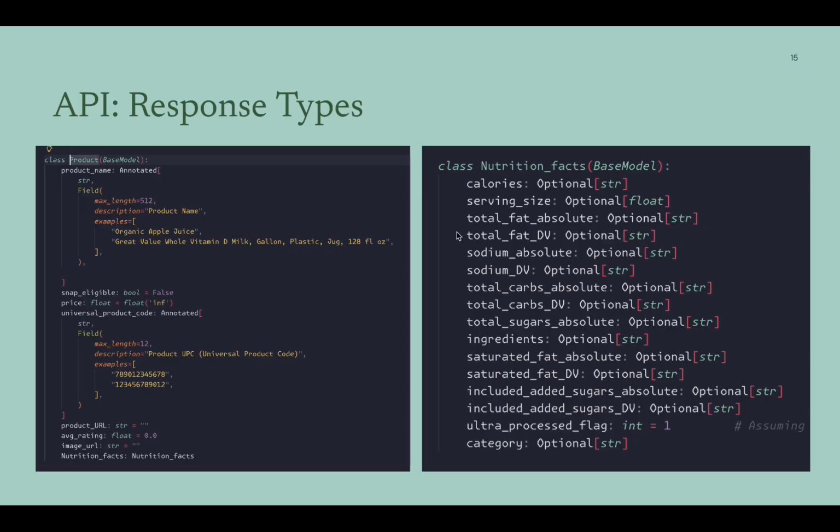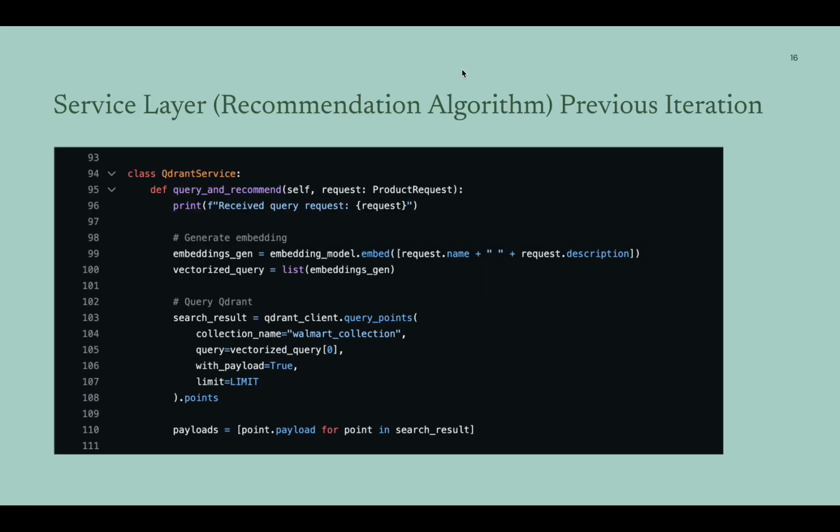Hi everyone, Jaden here. Now I'm going to go ahead and talk about our service layer. So this covers the recommendation algorithm and basically explains how we get items from our database, how we sort the items, and essentially recommend the healthiest alternatives possible based on whatever item the user is looking at on the front end. So we have this QuadrantService class.